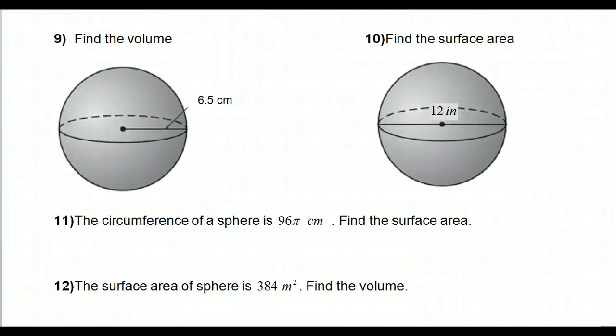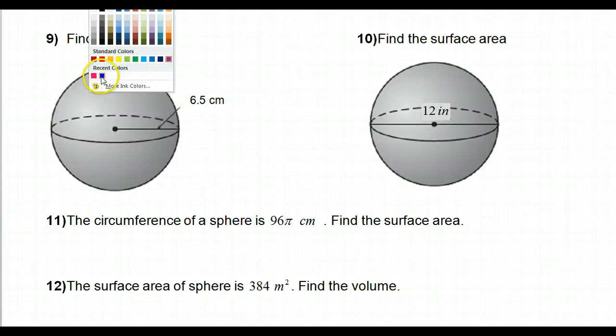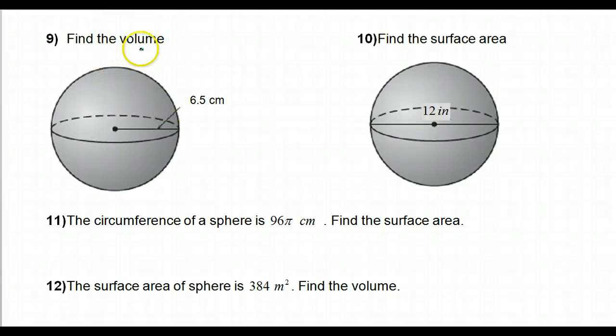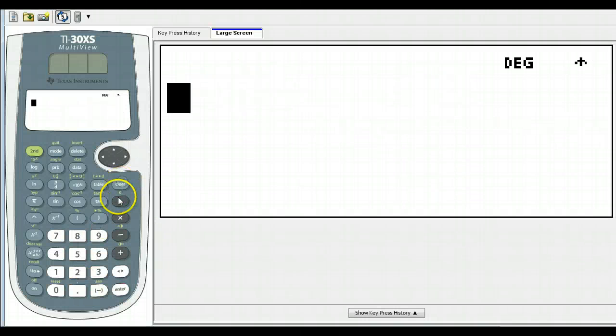Alright, looking at number 9. Muy fácil. If I do this one, volume, you just have to know the formula. The volume of a sphere is 4/3 pi times the radius cubed. So this is simply going to become 4/3 pi times 6.5 cubed. We're just plugging in the radius, and all this can go in the calculator.